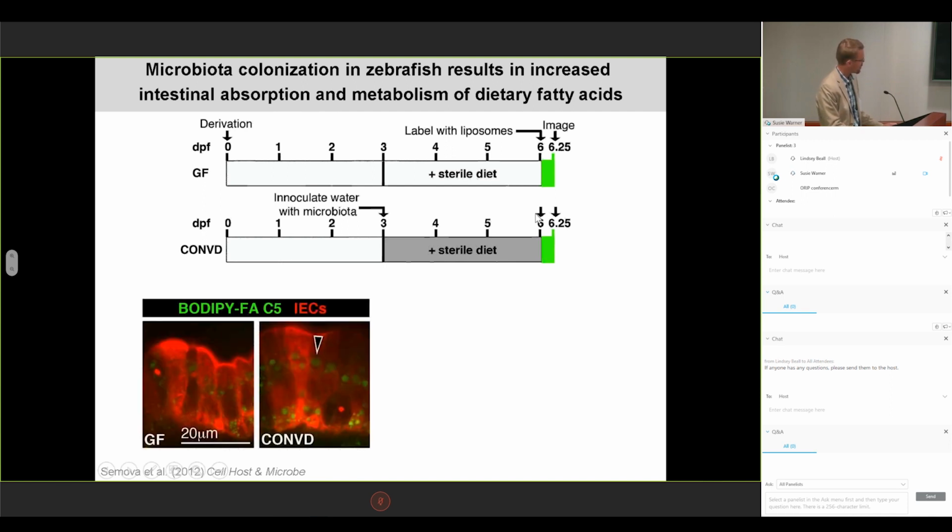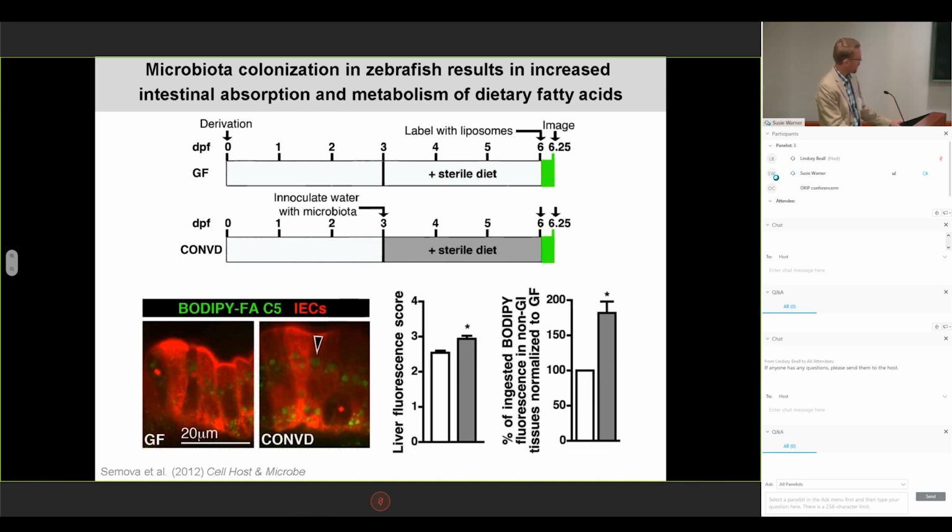And just to summarize this published data, what we were able to show is that in the presence of microbes, these conventionalized fish here developed more of these Bodipy-positive lipid droplets within the gut epithelium, suggesting that microbes were promoting formation of lipid droplets. But it didn't stop at the intestine. If we look at fluorescence in the liver, or if we look at total fluorescence in the rest of the body, we can see that there is an increase in the presence of microbes. So microbes are somehow promoting the assimilation of these labeled dietary fatty acids.